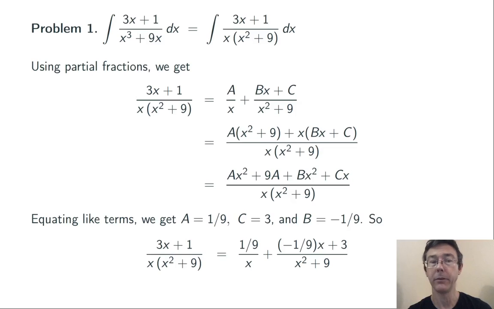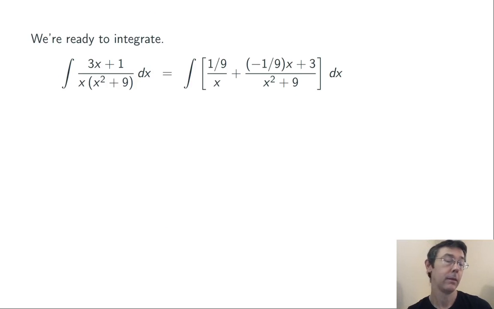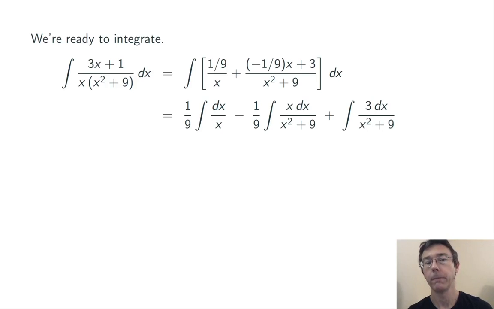Overall, the decomposition looks like this. 1/9 over x plus negative a ninth x plus 3 over x squared plus 9. So to do this integral, I'm just going to integrate that last expression. This thing. I'm going to do this with three separate integrals. Notice I'm also factoring out the constants. I've broken up the term inside the integral with the x squared plus 9 in the denominator into two separate integrals, and that's generally the way you want to do this.